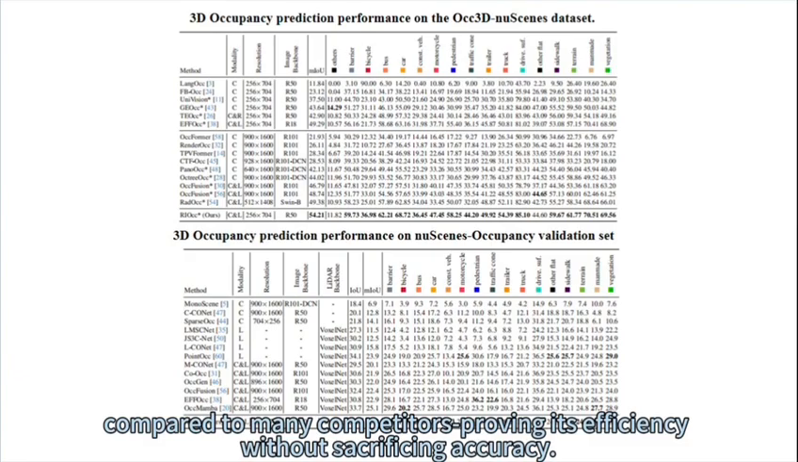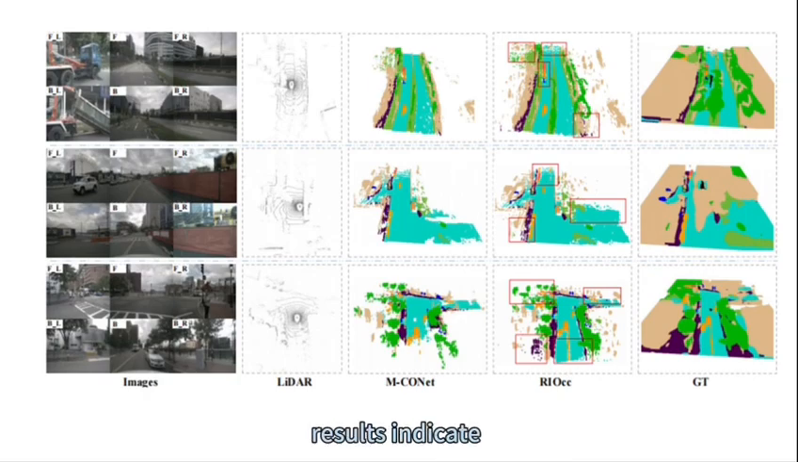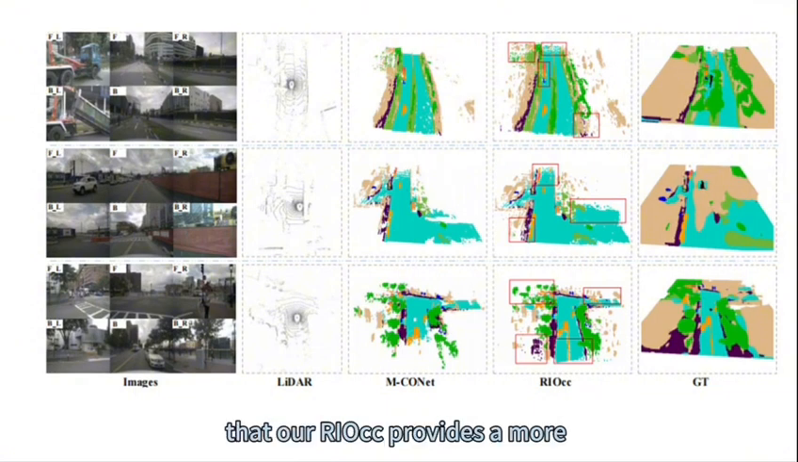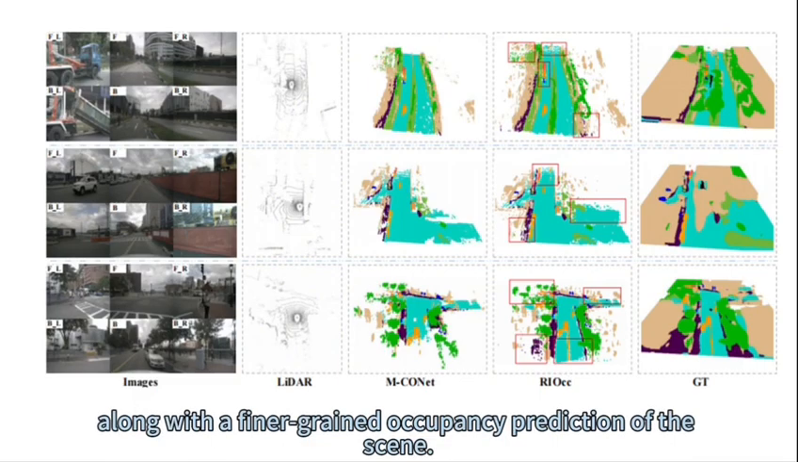We present the visualization of RIOcc on Occ3D-nuScenes without the camera mask. The results indicate that our RIOcc provides a more comprehensive prediction of the scene. It demonstrates improved detection performance for distant and occluded objects, along with a finer-grained occupancy prediction of the scene.